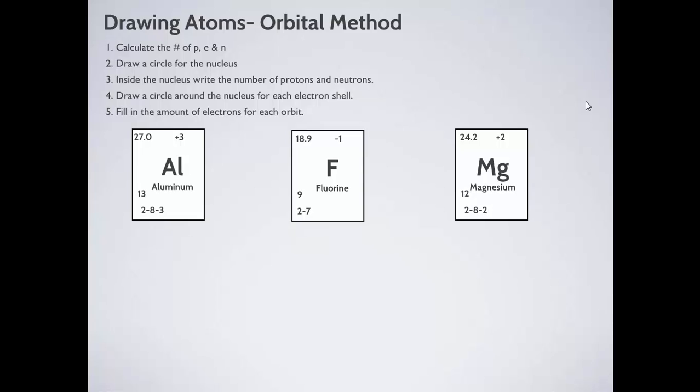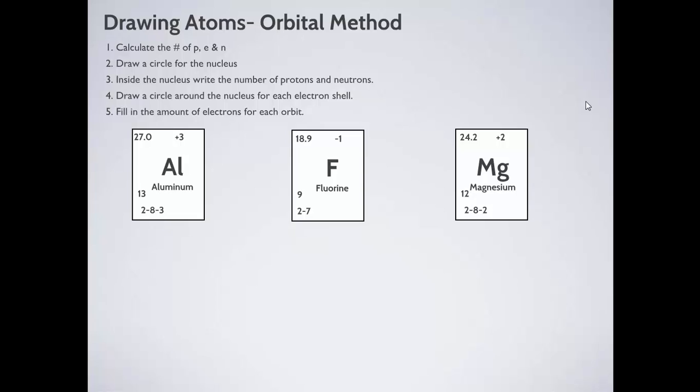So we have a couple of different ways that we draw models of atoms. Okay? And so I'm going to show you these two ways, and then your homework is some practice doing this. So one method of drawing the atom is the orbital method. It's pretty simple. It's just a visual model of what the atom looks like.